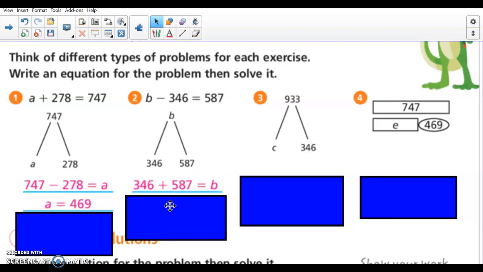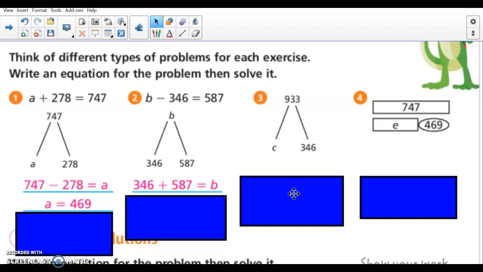Yeah, right here, we know these 2 parts at the bottom are going to combine together to get to our sum of b. So 346 plus 587 equals b. All right, I'm not going to tell you the answer to what b equals, but I want you to figure that out now and write that on the second line, just like we did with a over here.